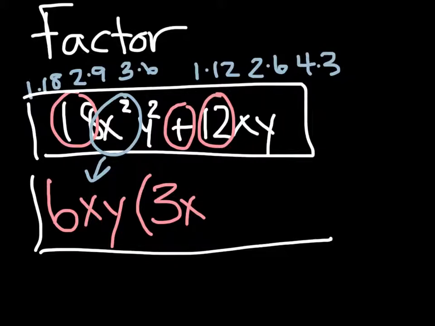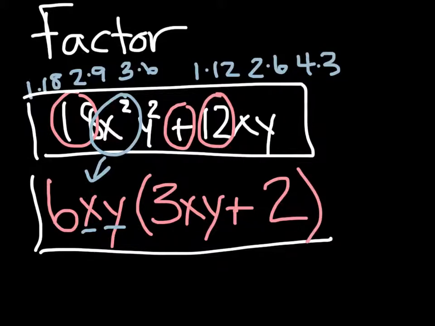Same thing with the y. I need one more y, so y squared. Plus, how do I get to 12 from 6? I multiply by 2. Oh look, I already have an x and a y here, so I don't need to add anything to the end of my coefficient of 2. And there you have your answer.